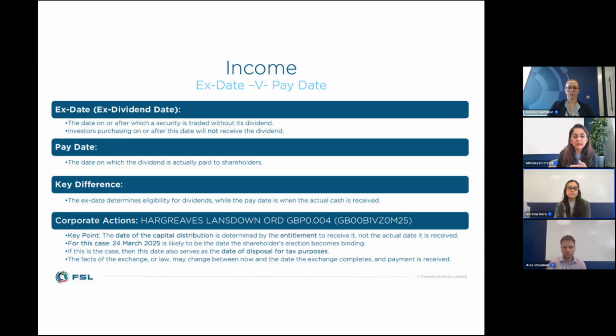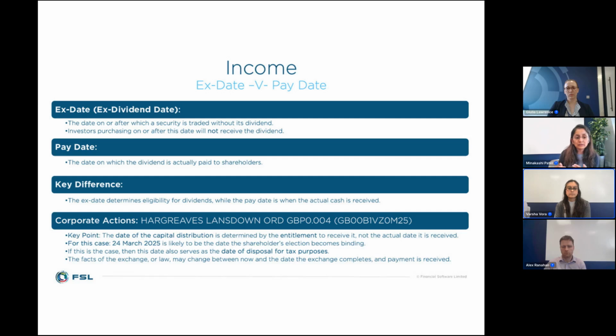So if you're not seeing certain payments in the tax year and you're thinking, well, why not, then just watch out for the ex-date pay date trap, because that can make a significant difference as to where it's going to appear. And we had a question on a particular corporate action that I'd like to highlight. There was a Hargreaves Lansdown query that came in. The key point with this one was that the date of the capital distribution is determined by the entitlement to receive it, and not when it was actually received.